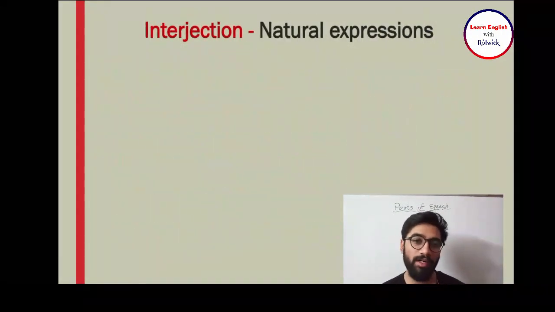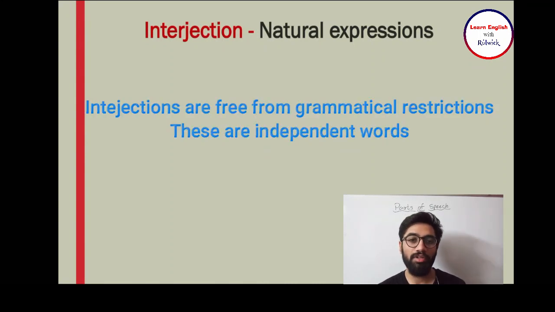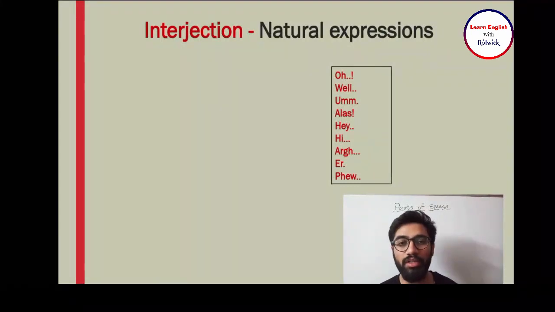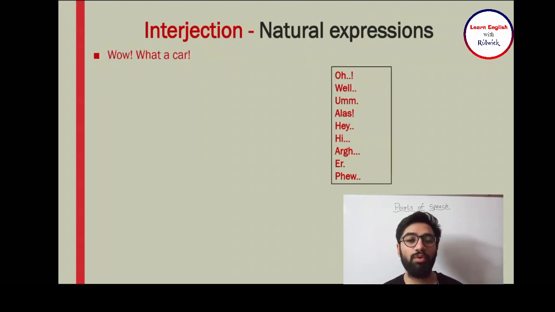Moving ahead, the last part of this topic is interjection. Interjections are the words which are independent and which have no connection with the nouns or verbs or any parts of speech. These are the natural expressions which help us to convey our sentiments better. For example, as you can see on the screen, like oh, well, alas, hey, hi, these are the expressions which come naturally. Some examples, wow, what a car.